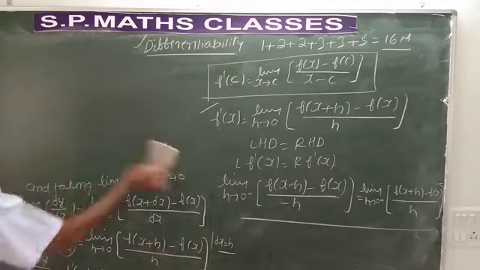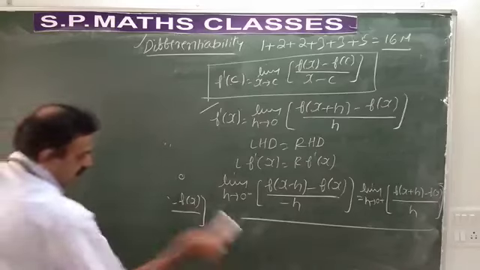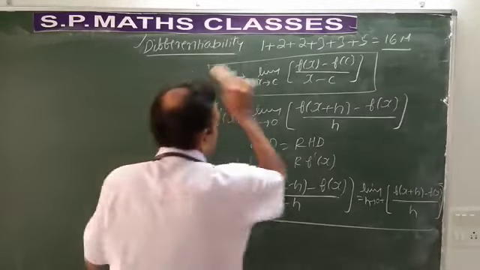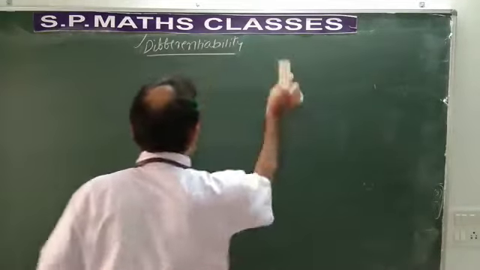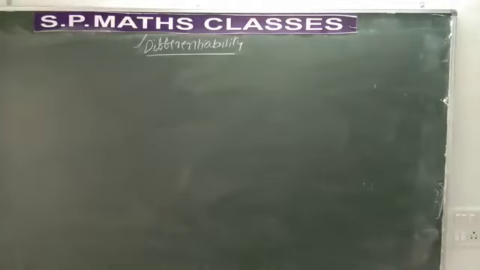Now, I have an important theorem. The theorem is: if a function f is differentiable at a point c, then it is also continuous at that point. That's what the statement is. If a function f is differentiable at a point c, then it is also continuous at that point. So what is the basic property there? Let us understand that property.